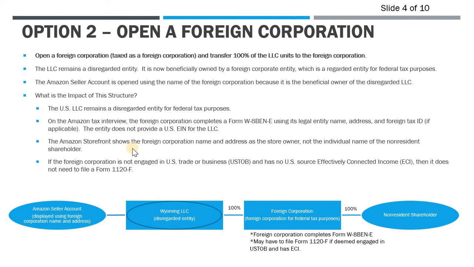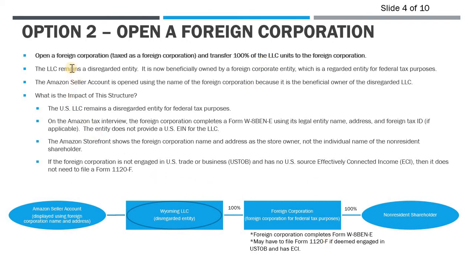Okay, so option two here, opening a foreign corp. You can open a foreign corp and make sure it's treated as a foreign corporation for federal tax purposes. What I mean by that is the foreign corporate entity, if it's by default a foreign corporation, leave it. You don't want to file an entity classification election to change its status. So if you open a foreign corporate entity, transfer 100% of your LLC units to the foreign corporation. This is the structure we're looking for on the bottom here.